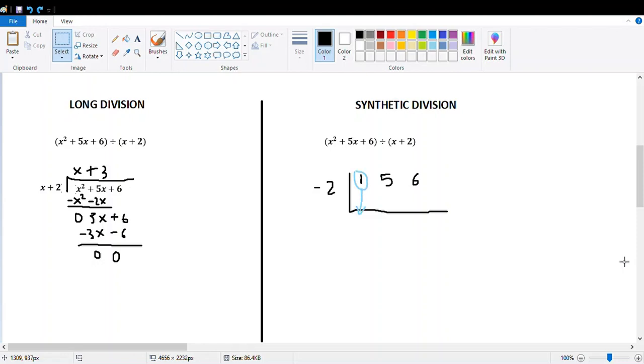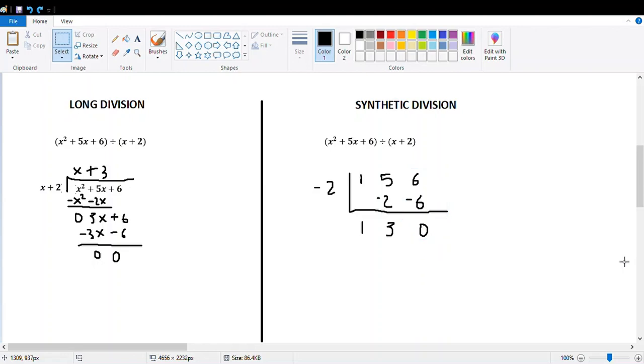Put the first number down, bring it down, and multiply by negative 2. 1 times negative 2 is negative 2. Put it under the second number. Now subtract because they are opposite signs, and of course the answer is going to be 3. One more time, multiply 3 by negative 2, and it's going to be negative 6, and put it under the next number here. 6 minus 6, of course, is going to be 0. Then that's it. We finished because there are no more numbers to bring down.